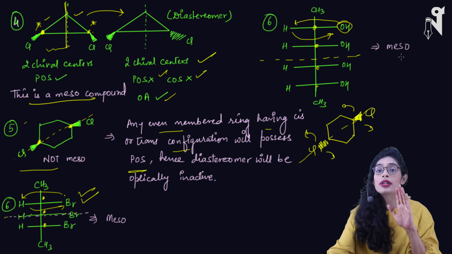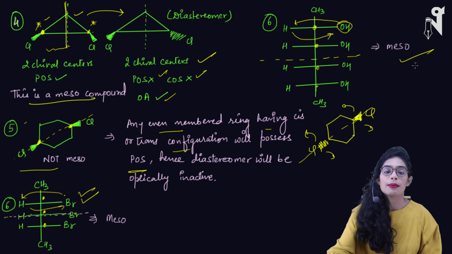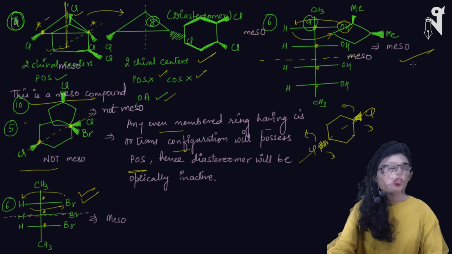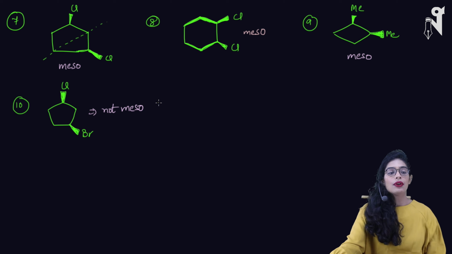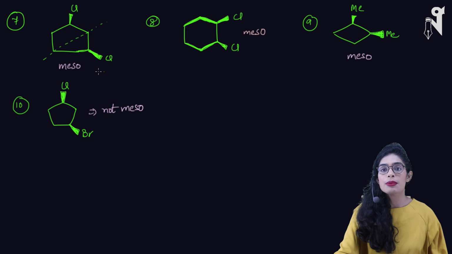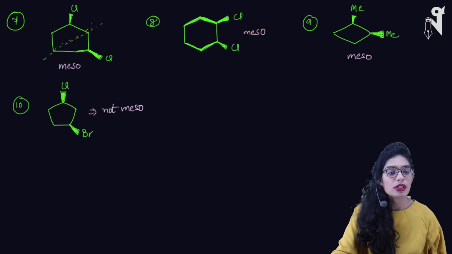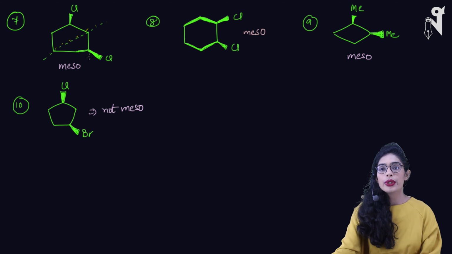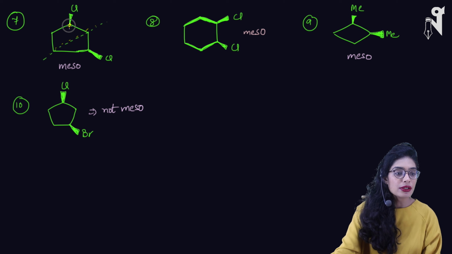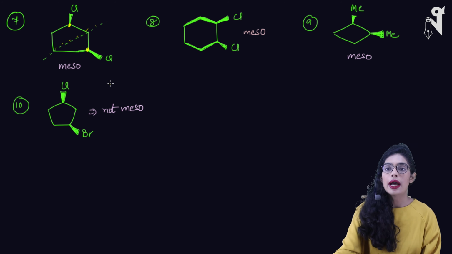That means this diastereomer is going to be optically active, and hence this compound is a meso compound. Now look at the seventh one. In the seventh one, we have to figure out whether this is meso or not. First of all, we have to see whether the plane of symmetry is there or not. The plane of symmetry is there through this plane, and we can cut and get the two equal halves. We have chiral centers. Yes, this carbon and this carbon are chiral carbons, right?